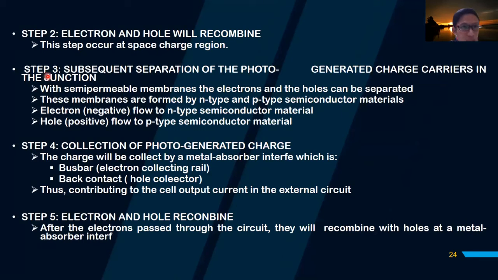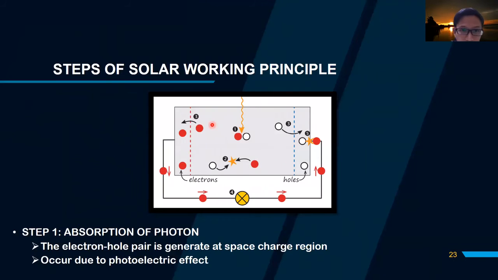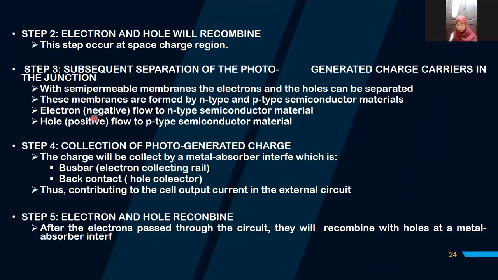Okay, step 3, subsequent separation of the photogenerated charge carriers in the junction. With the semi-permeable membrane, the electron and the hole can be separated. This is the membrane that can separate the hole. This red color is the electron, and the white color is the hole. They are separated by this membrane. This membrane is formed by N-type and P-type semiconductor material. The N-type semiconductor material can flow the electron, which is negative charge, and the P-type semiconductor material collects the hole, which is the positive charge.